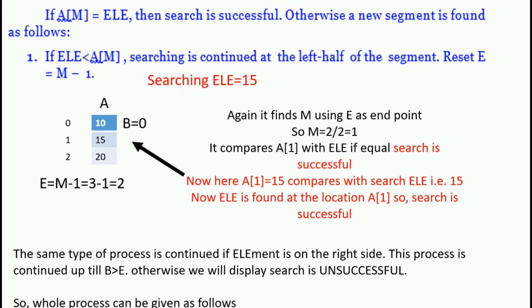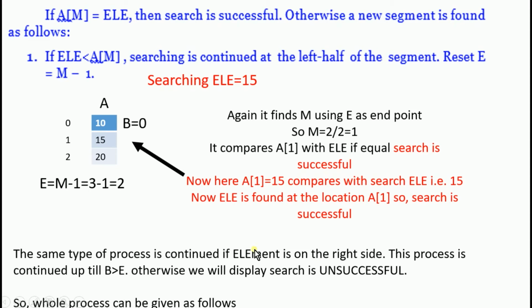The same type of process is continued if the element is on the right side. That means again on the right side it will divide the part and search for the element. This process is continued, maybe on the left side or maybe on the right side, till one condition, that is B greater than E. If the lower bound is greater than the upper bound, then it will stop and display search is unsuccessful.